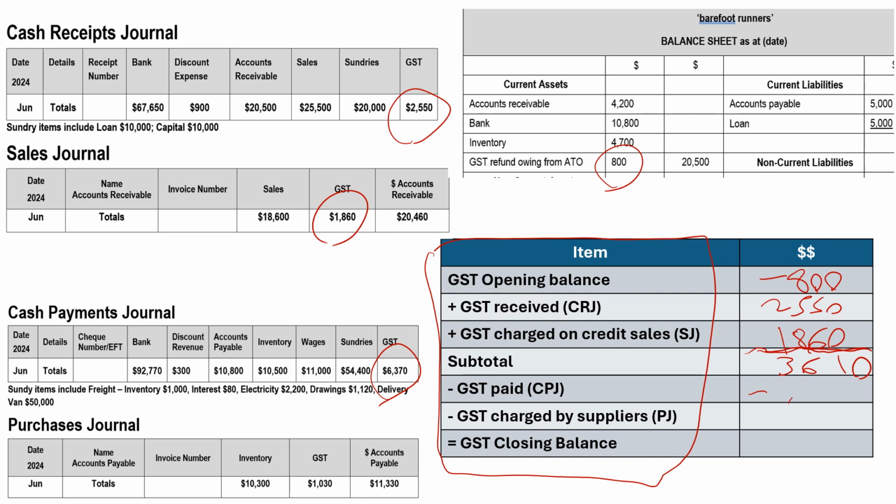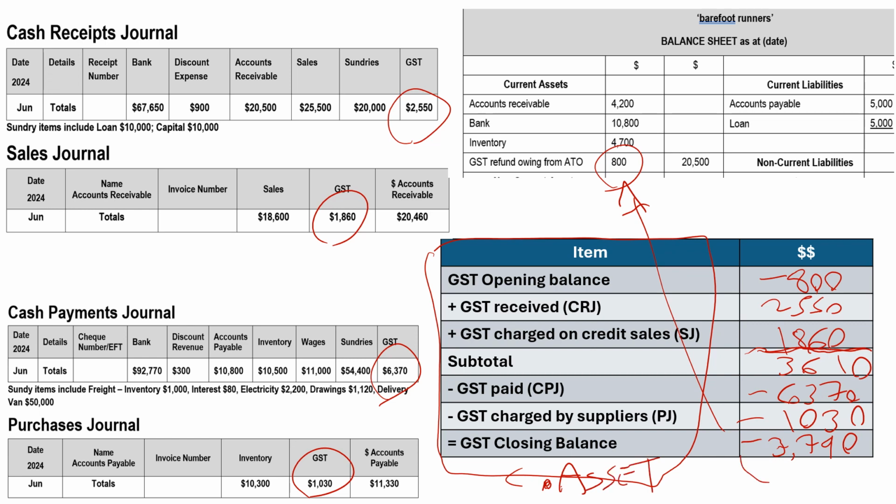So that's going to be a minus 6,370. You're going to minus the GST charged by our suppliers, 1,030. And if we subtract those two, the negatives are bigger than the positives, so you're going to end up with negative 3,790. Now, because that is a negative figure, as was the case up here, this is going to be classified as a current asset. It's a positive figure in our balance sheet.